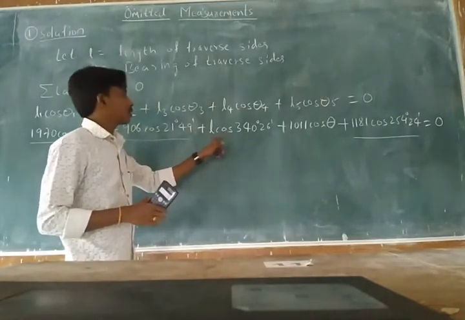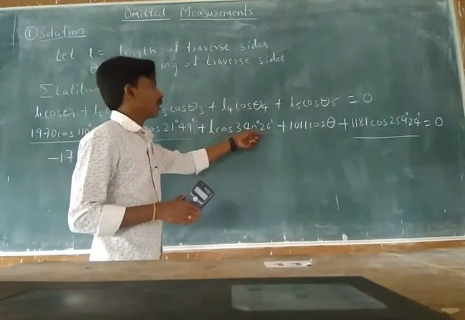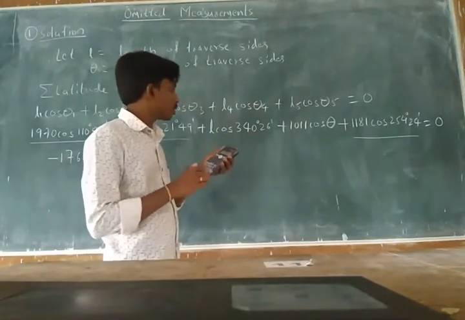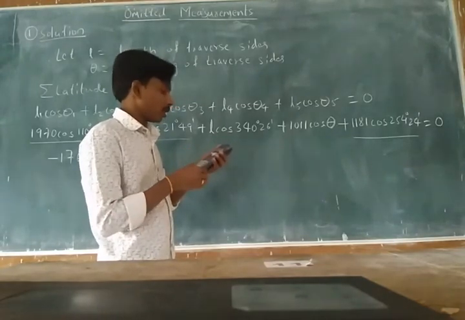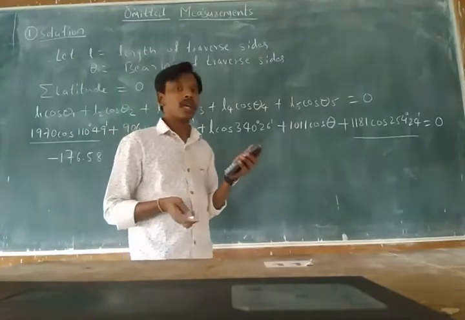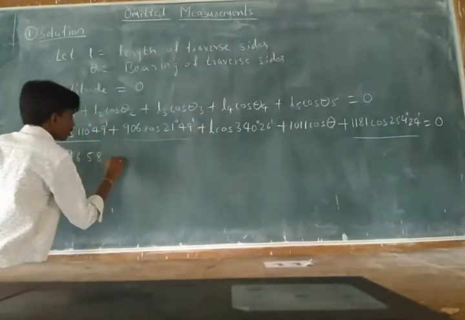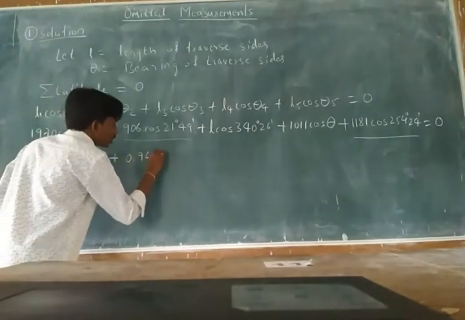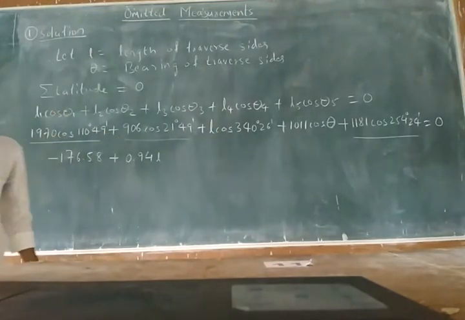Now solve this one. Just leave the L. Just type cos 340 degrees 26 minutes. Only directly type cos, then 340 degrees 26 minutes. That will give you the value 0.94. That means it has plus here. So plus 0.94 L.